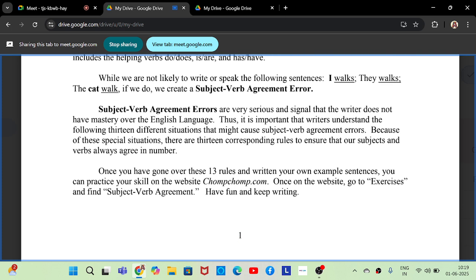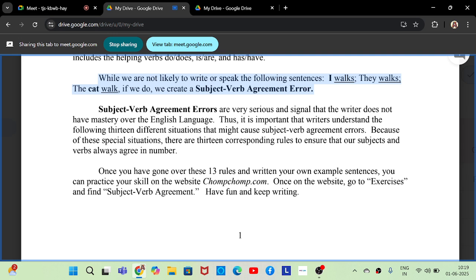Now coming down, you can just look at this one. While we are not likely to write or speak the following sentences: I walks, they walks, the cat walk. If we write like this, then we are creating a subject-verb agreement error. It means that you are making a mistake. We never say I walks, we say only I walk. We never say they walks, we say only they walk. The cat walk is wrong.